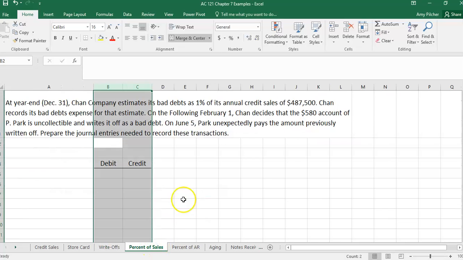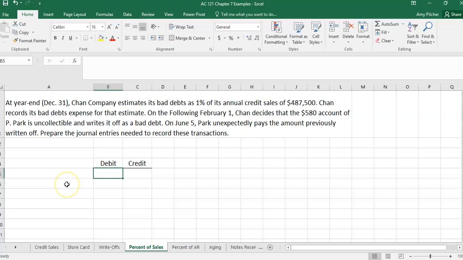The next item that we're going to look at is a percent of sales estimate. We have two different ways that we can estimate our uncollectibles to follow our matching principle: percent of sales and the accounts receivable method. The accounts receivable method has two different methods, so all told there are three methods, but your book says two methods: one is percent of sales and the other is the accounts receivable method.